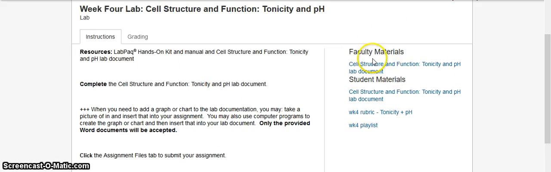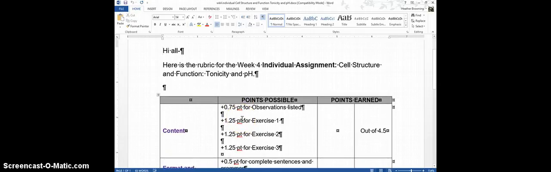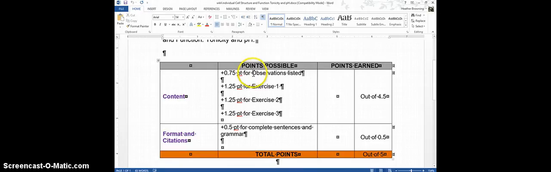And let's see, you want to see the faculty materials, you'll see the students, this will be your formatted lab document, and then we'll have the rubric and the playlist, which you probably are watching now. So let me pause this and open that rubric. Okay, so here's the rubric, the tonicity and pH lab. I just always call it the pH lab because pH is different. And we have observations, which is always nice, 3 exercises, and then you'll have your points for complete sentences, grammar, 3 sentence lab summaries, etc. So let's pause this and then open the lab.